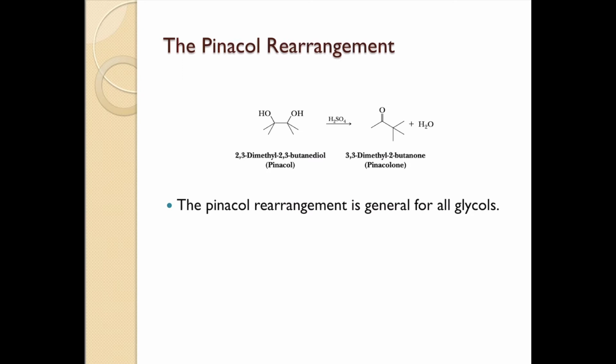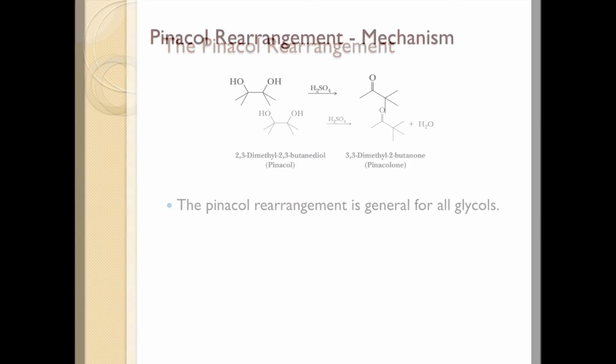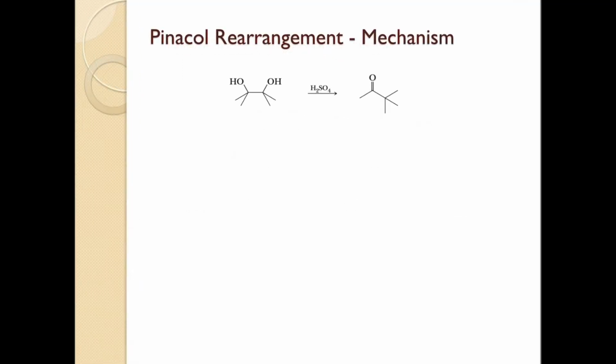Now let's look into the mechanism for this reaction. The pinacol rearrangement involves a 1,2-methyl shift. The very first step that happens here is the protonation of one of the hydroxyl groups. I'm going to separate the H2SO4 as HOSO3H. The electrons from the oxygen are going to grab this proton and it's going to be protonated, thereby converting it into a good leaving group.